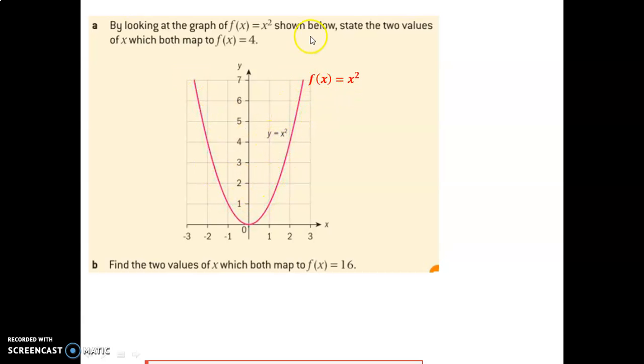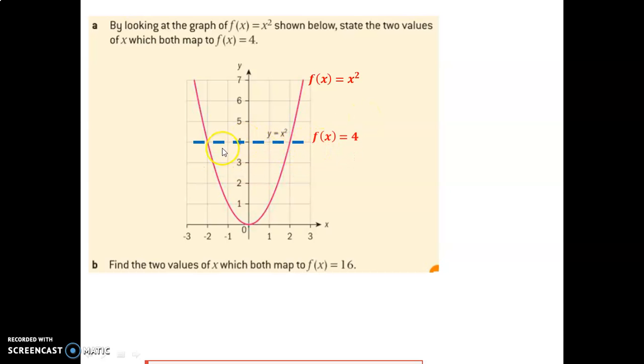All right. It says state the two values of x which map to f of x = 4. f of x = 4 just means y = 4. So think about it. Are there two x values that lead to y = 4 on this graph? And what are they? Okay, let's take a look.